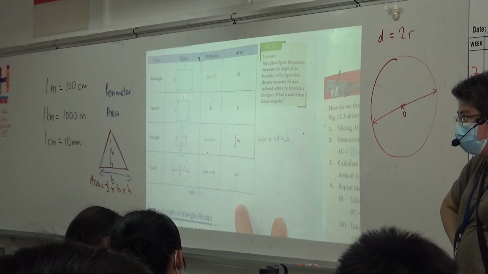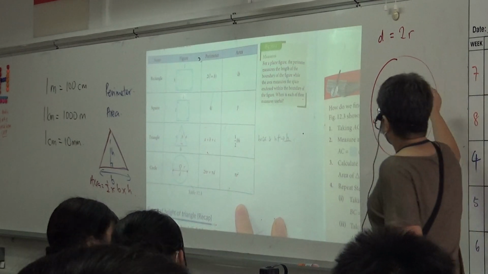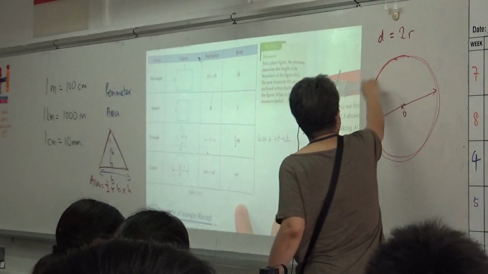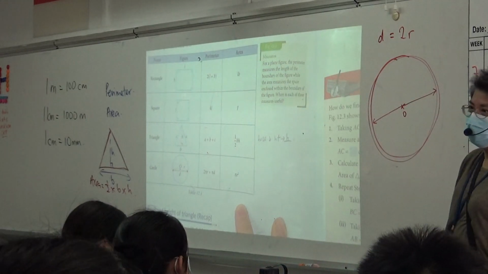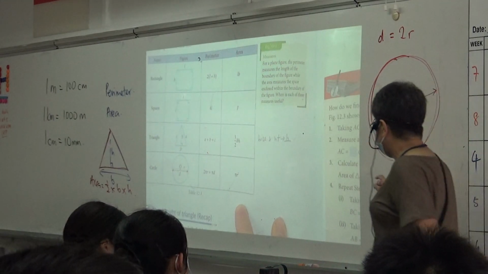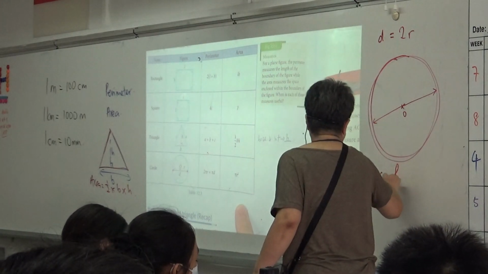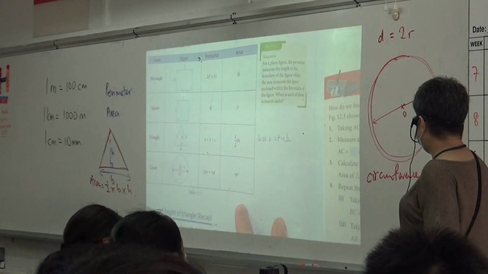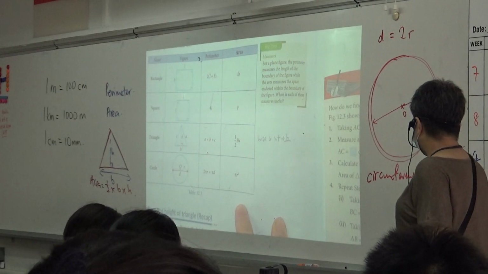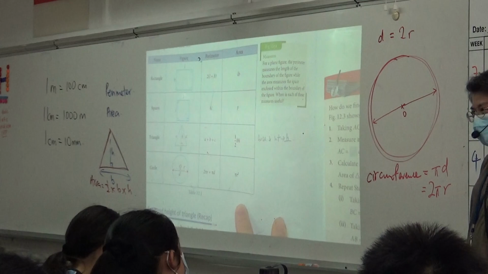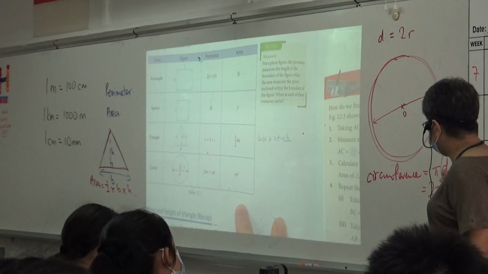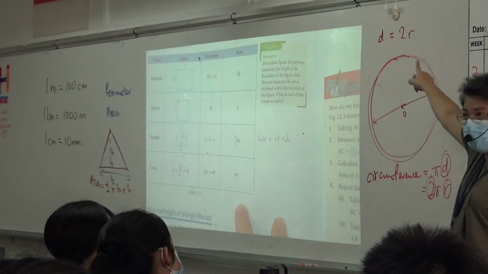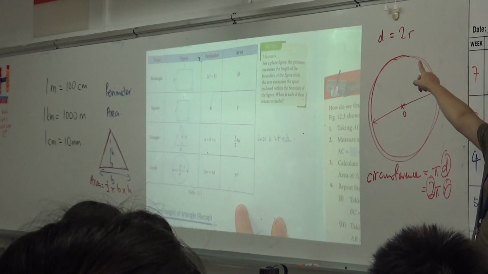Understand now? No problem. Okay. There's a special name for the perimeter of the circle. What is it? Circumference. Okay. Now, there are two representations. Circumference is either pi d or what? 2 pi r. How come they are equivalent? Because d is what? 2r. Can you see? Yes or no?